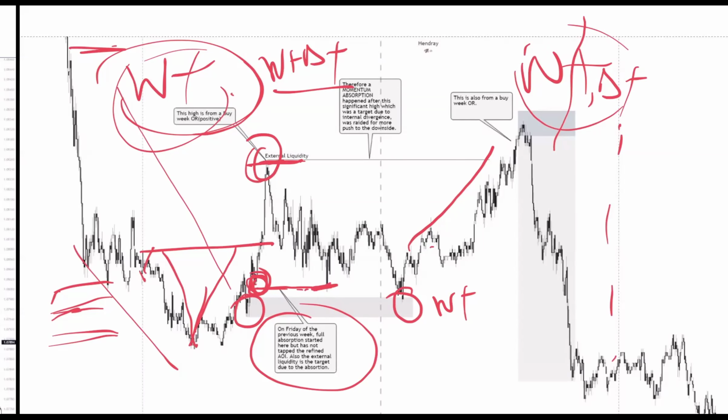So momentum absorption is simply that, and even for this one too, I think there was no cheat code. That is, the currency pair also shows the same story.